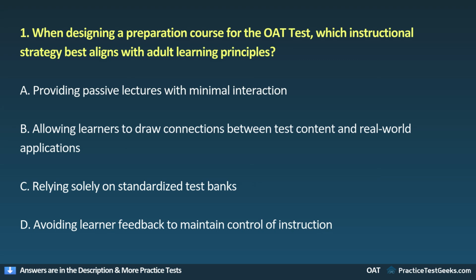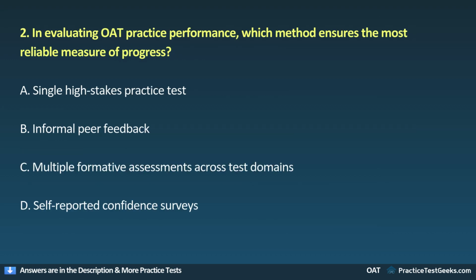C. Relying solely on standardized test banks. D. Avoiding learner feedback to maintain control of instruction. 2. In evaluating OAT practice performance, which method ensures the most reliable measure of progress?